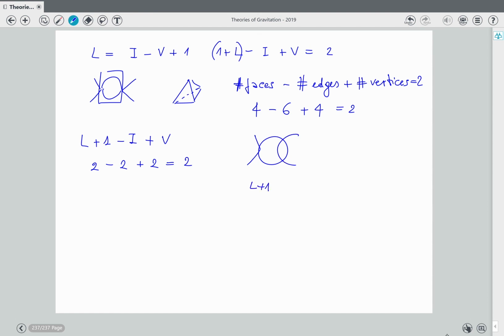L plus 1 is 3, 2 loops, 1, 2, plus the complementary face, minus the number of edges, internal legs, 1, 2, 3, 4, plus number of vertices, 3, is 2. That's always true. And thanks to this identity and very simple considerations, we may have a control on the structure of the counterterms.